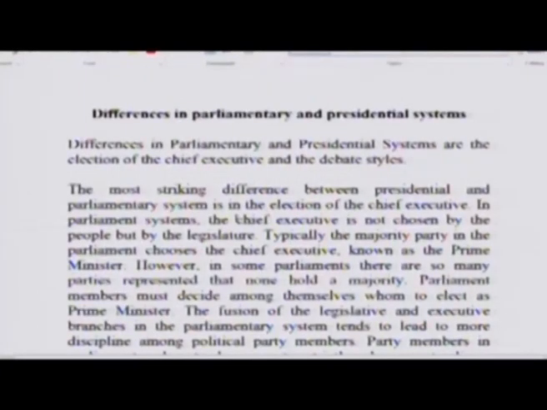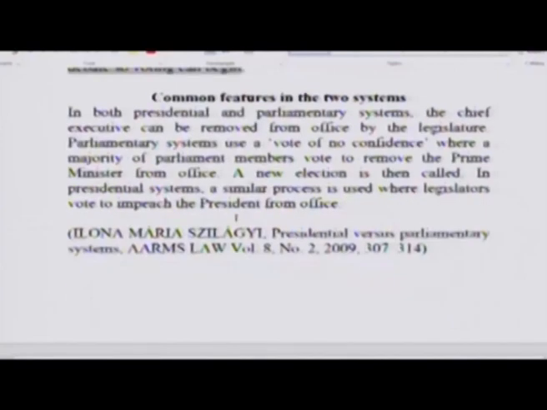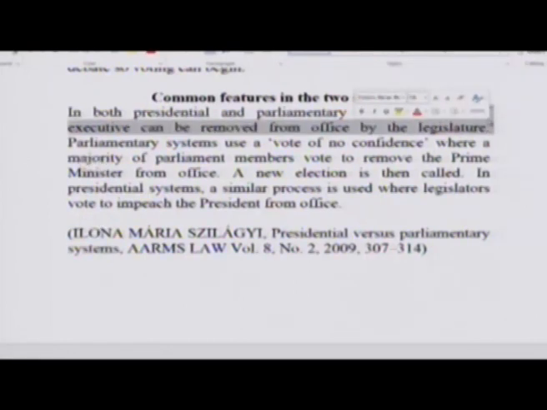So, this first part talked about differences. Now, some similarities between the two systems. So, what is the point here? How the chief executive is removed from the office. In both, the chief executive can be removed by the legislature, but the process is slightly different. Parliamentary systems use a vote of no confidence, presidential systems use a vote to impeach. So, there is a small difference, but the common factor is the chief executive is actually removed by the legislature.